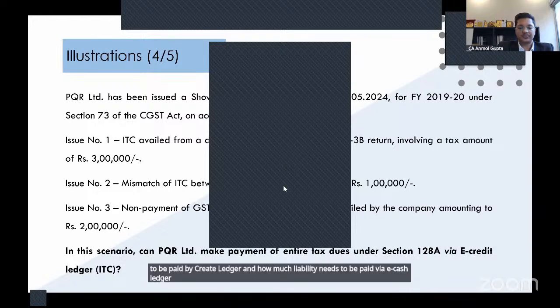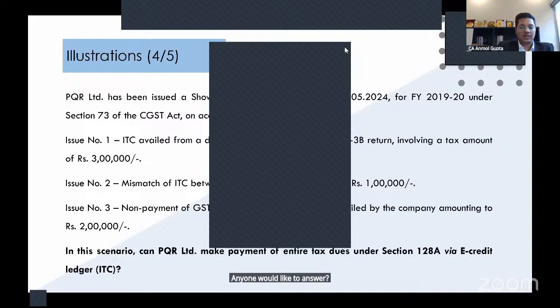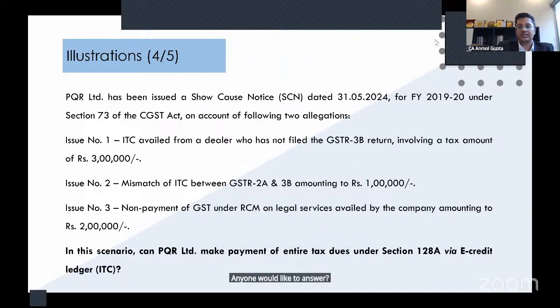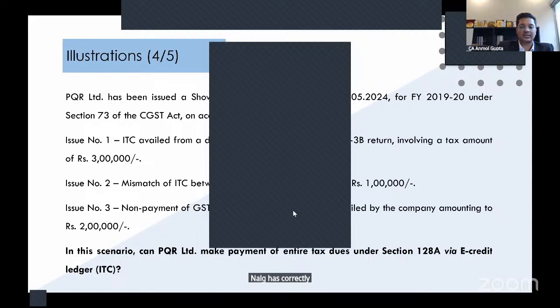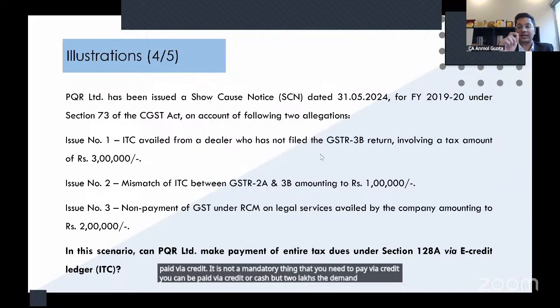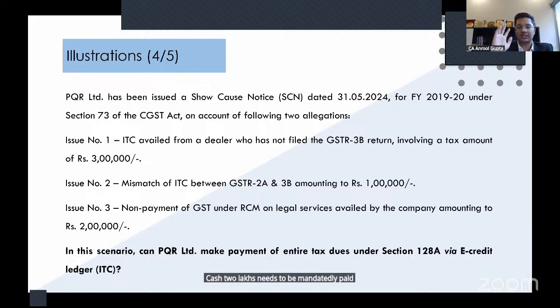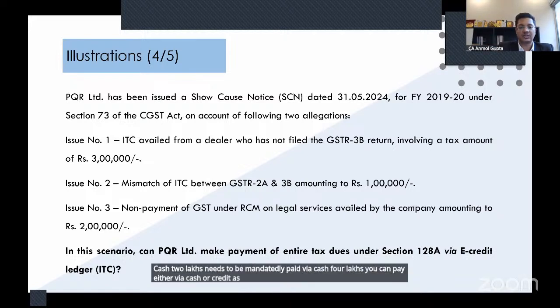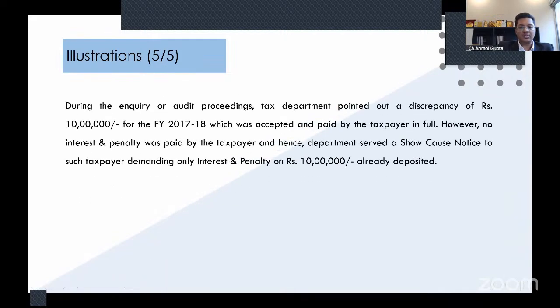Anyone would like to answer? Nehal ji has correctly mentioned that 4 lakhs can be paid via credit. It is not mandatory that you pay it via credit; you can pay via credit or cash. But the 2 lakhs, the demand under RCM, needs to be mandatorily paid via cash. The 4 lakhs you can pay either via cash or credit as per your convenience and the balance available in your ledgers. Last question.